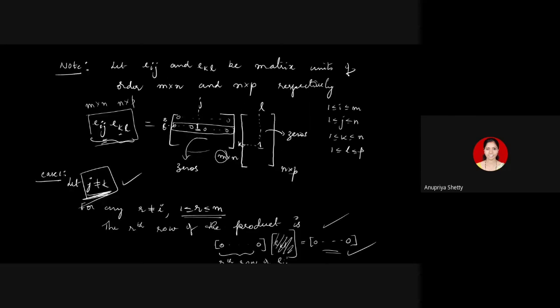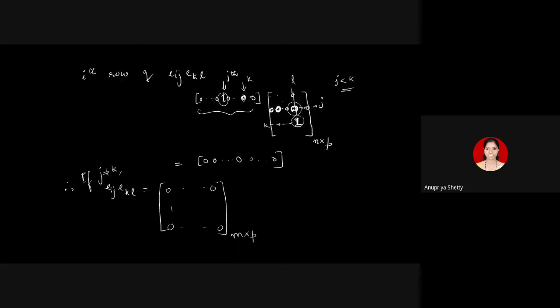Next case is when j is equal to k. Okay, we'll consider the case when j is equal to k. Case 1 was when j is not equal to k. Next, we'll consider the case where j is equal to k. Case 2, if j is equal to k. So we have Eij, Ejl, since j and k are equal, so I'll write it as Ejl.